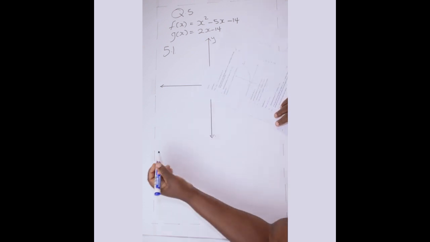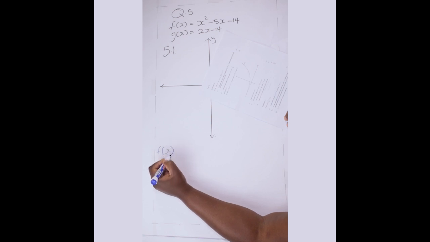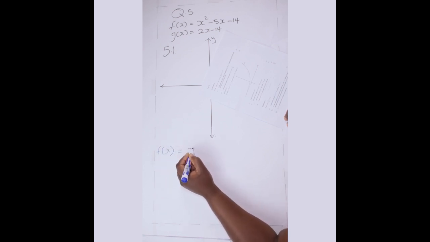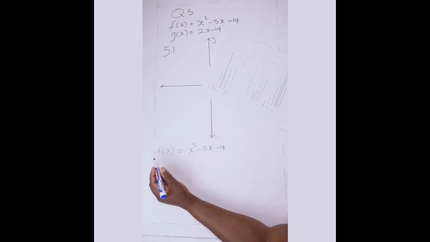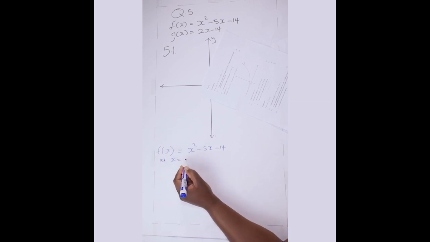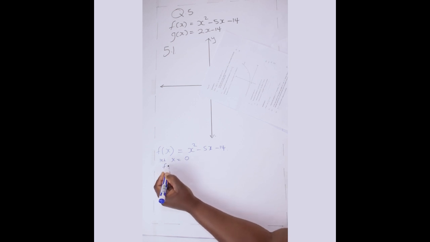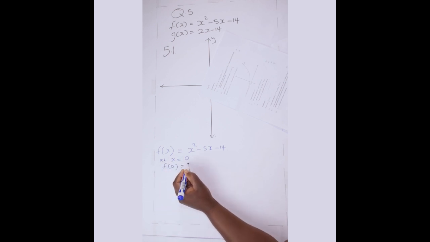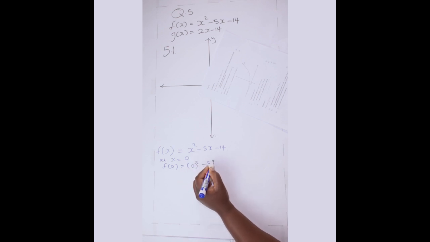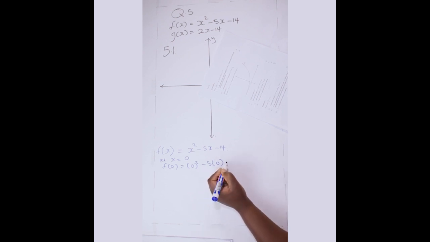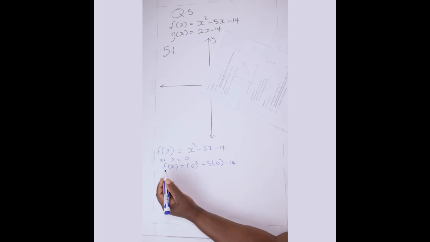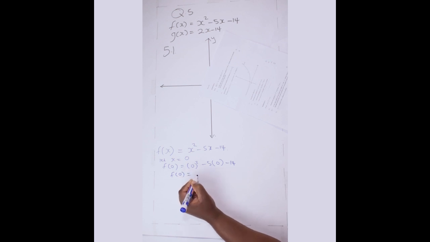To start with f of x, which is the parabola, we'll say f of x equals x squared minus 5x minus 14. So let's find the x and y intercepts so we can plot. For our y-intercept, we let x equal 0 so we can find y. Remember, f of 0 is our y, so we put 0 wherever we see x. f of 0 equals 0 squared minus 5 times 0 minus 14, and that makes our y-intercept minus 14. So f of 0 is minus 14.